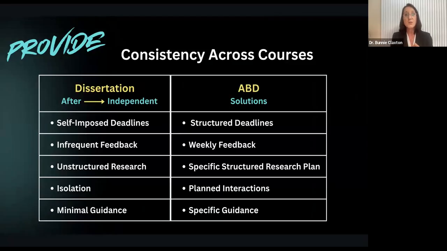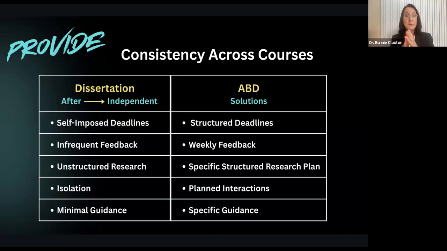Well, the solution to this all but dissertation rate is that we need to work on our doctoral programs. What if we rethink this process and at least for the proposal, which they've never done before, what if we give them structured deadlines and we give them weekly assignments with weekly feedback? They're kind of continuing what they did in their coursework, so they're used to this model. So they're getting this weekly feedback. There are specific structured, there's a research plan here.